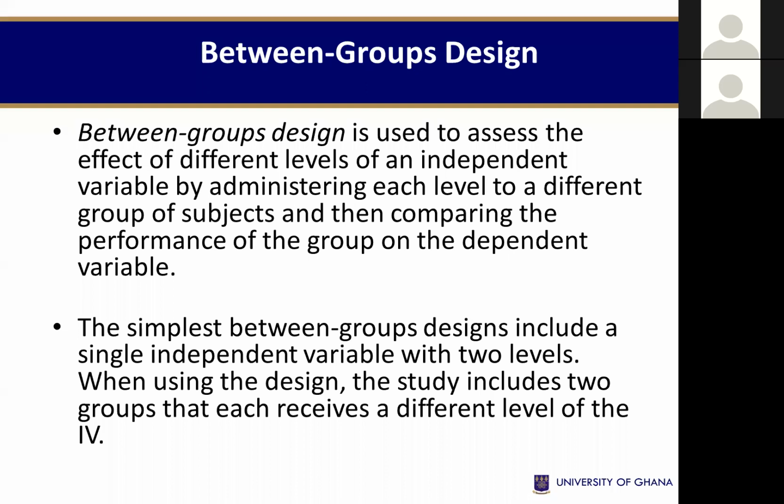Then afterwards, we would test them on the dependent variable. So my dependent variable was recall. I'll test them to recall the stimulus that were presented to them. So that's what between group design, sometimes referred to as independent measures design, is all about. So please, any question when it comes to between group, or else I'm moving on to the advantages and disadvantages.